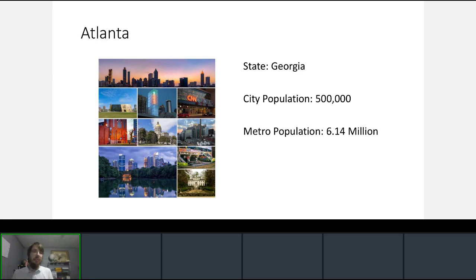And Atlanta is perhaps the best example of why the city limits and the metropolitan area, which one you should use at different times. Atlanta itself, 500,000 people. Okay? But it has a huge booming metro area of 6 million.